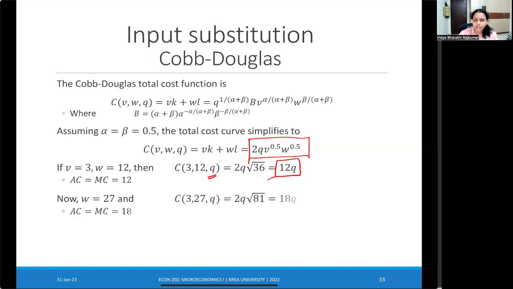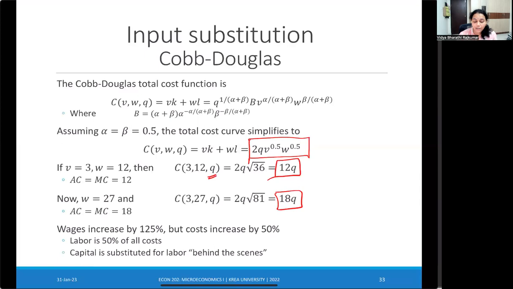If we were to change the numbers, suppose labor becomes a lot more expensive. If the price of labor is now 27 instead of 12, if you just plug in these new numbers into your cost function, the cost of producing Q units is actually 18Q. So what happened? Labor actually became expensive by about 125%. Wages went from 12 to 27, an increase of 125%.